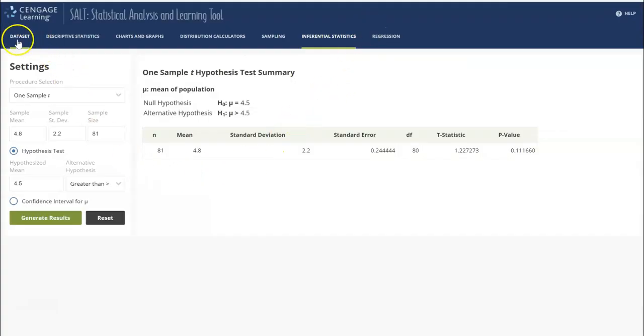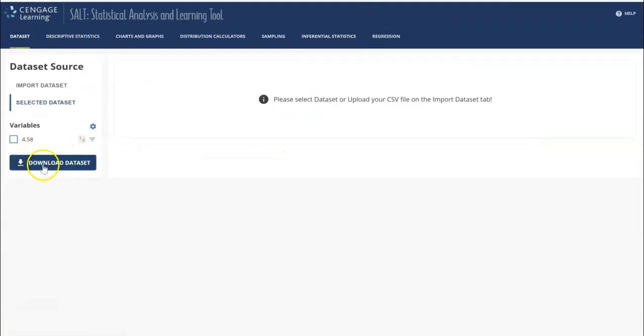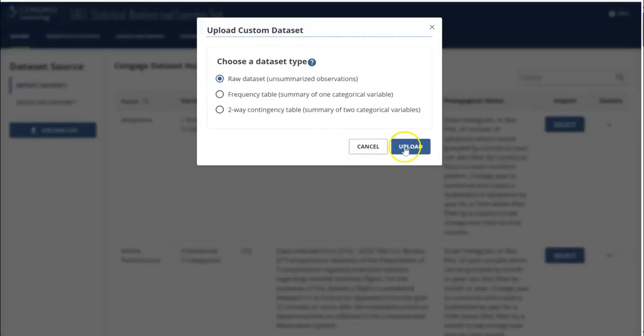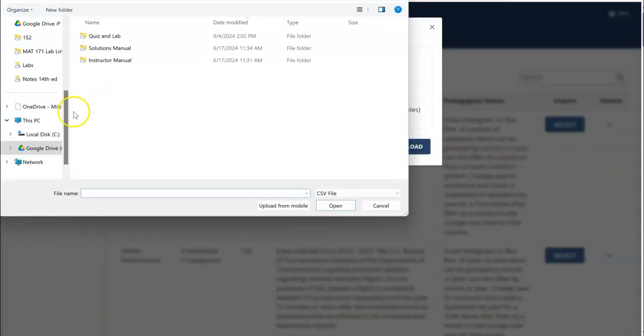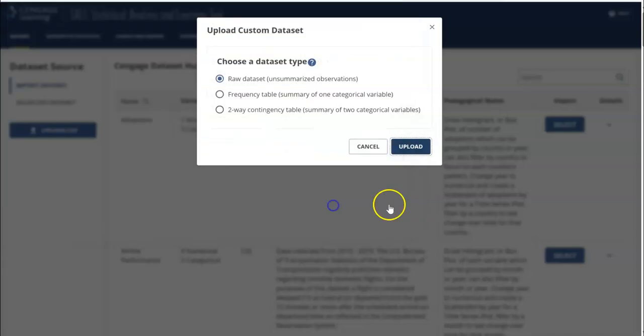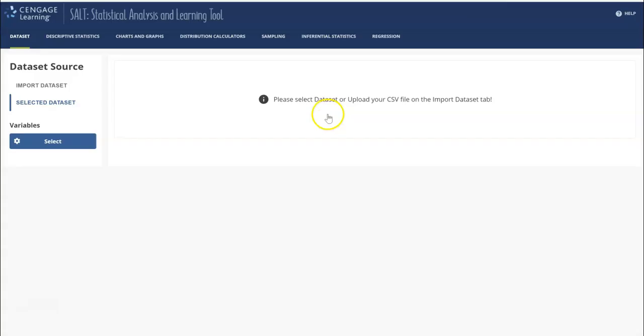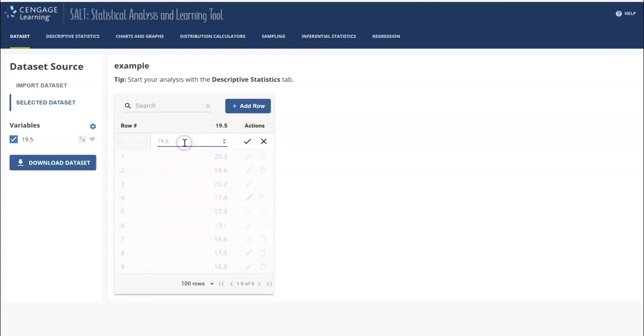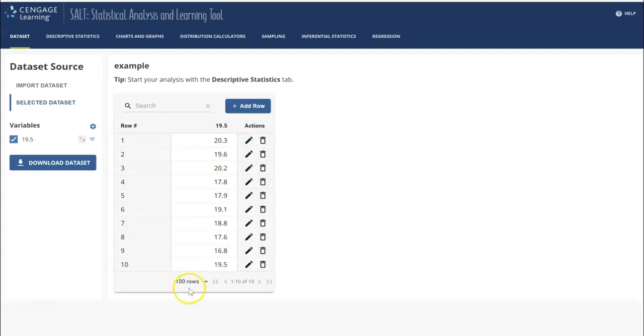Go to SALT. Now we're going to go to data set and we're going to import our data set, upload. That's it here. Okay, so we got 9 of my values. I forgot to leave that first one blank. So I'm going to add a row and just type it in, 19.5. So now I've got all 10 of those values. It does not matter if they're in order.